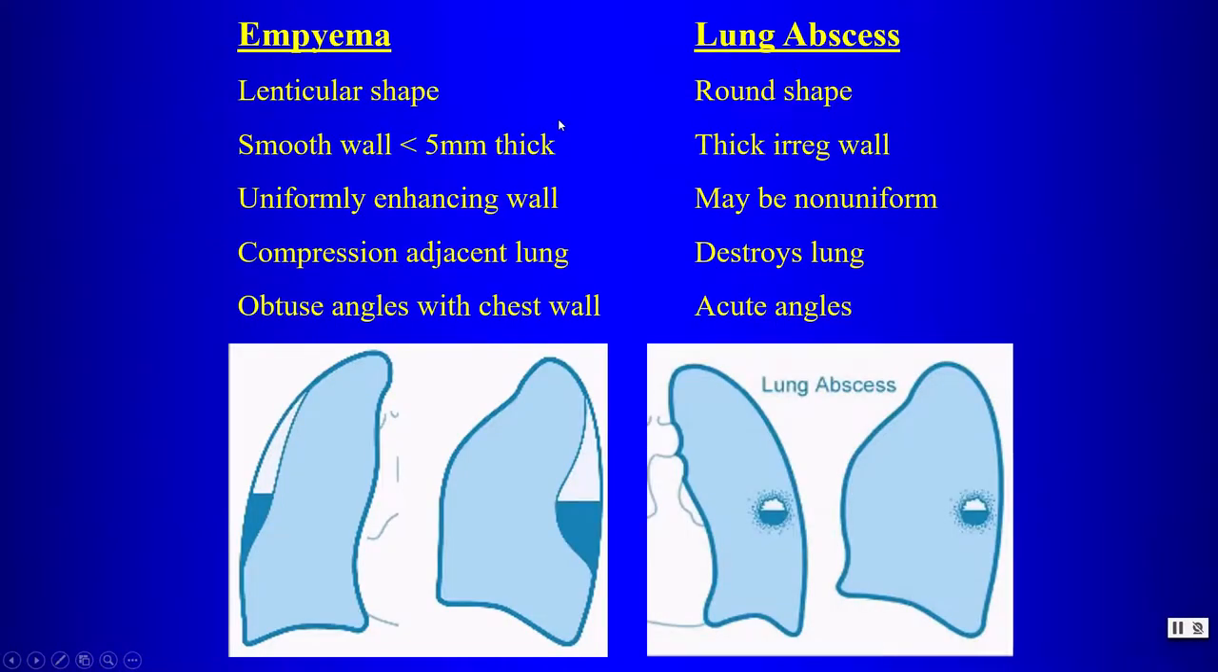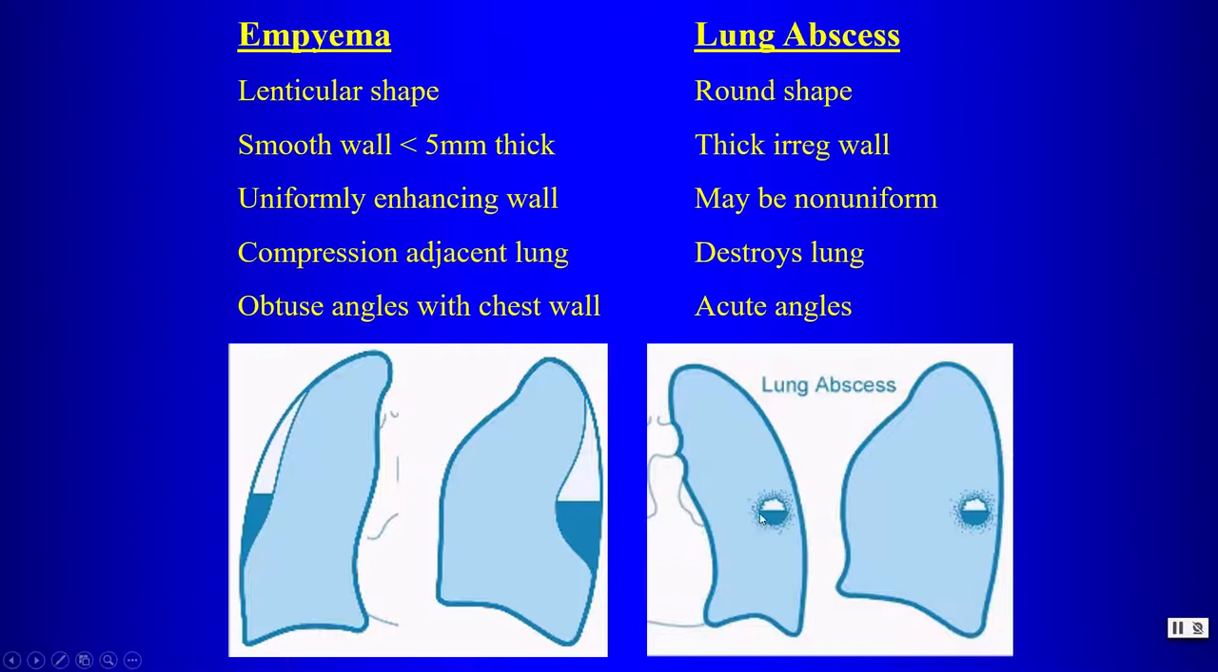Now, when we have air-fluid levels within empyema, it's important to differentiate that from a lung abscess. An empyema or a pleural collection has a lenticular shape, smooth walls, usually less than 5 millimeters thick, a uniformly enhancing wall that compresses adjacent lung, and obtuse angles with the chest wall, as opposed to a lung abscess, which is round in shape.